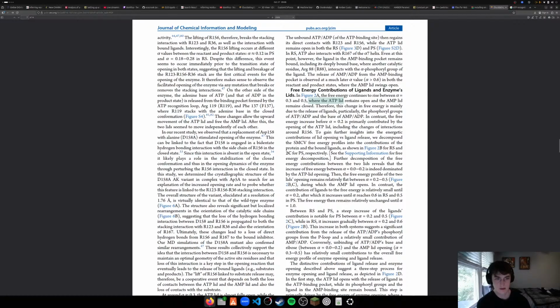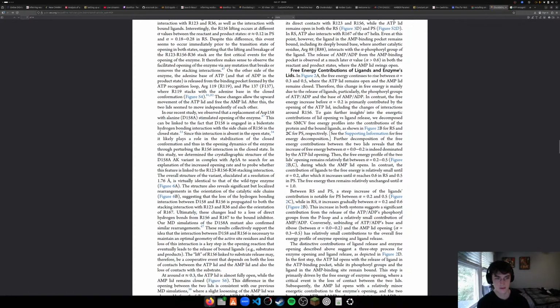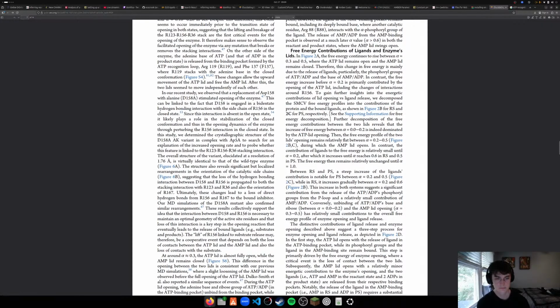The free energy continues to rise where the ATP lid remains open. Therefore, this change in free energy is mainly due to the release of ligands, particularly in contrast to the free energy released before, which is primarily contributed by opening the lid. To gain further insights, we decompose the free energy profiles into contributions to the protein. Notice that the increase in free energy is indeed dominated by the ATP lid.